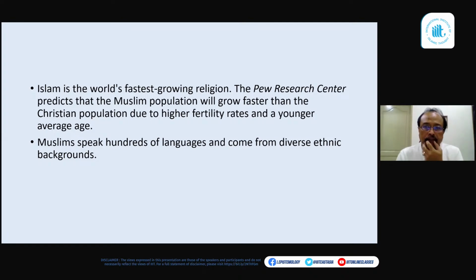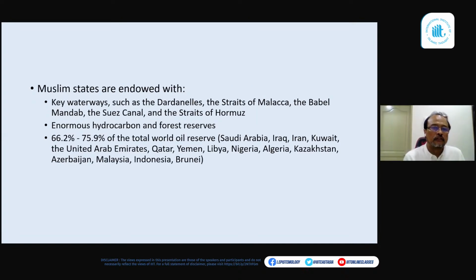Islam is also the world's fastest growing religion, according to the Pew Research Center, a survey organization in the United States. It predicts that the Muslim population, based on the current trend, will grow faster than the Christian population, mainly due to the fact that they have higher fertility rates and a younger average age. Muslims also speak hundreds of languages and come from diverse ethnic backgrounds, and of course, I'm sure we are aware of all of this.